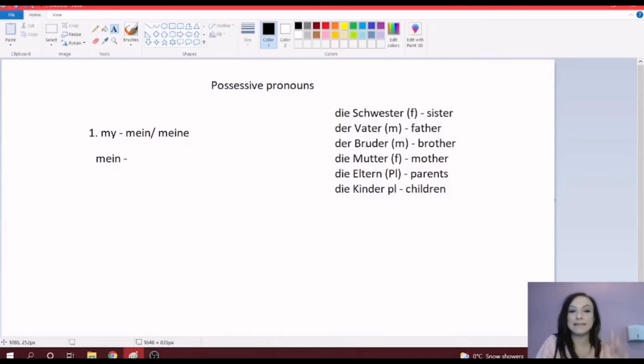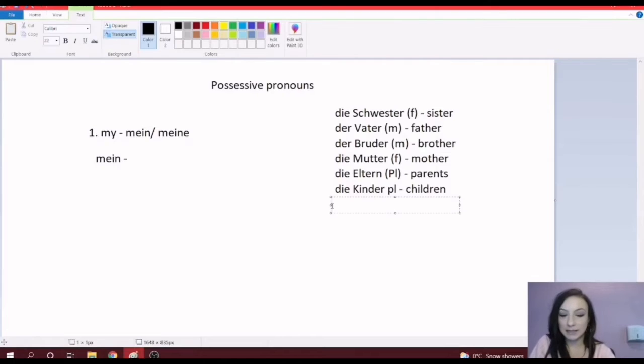Let's see. On the right side here, there are family members. So die Schwester, feminine, sister. Der Vater, masculine, father. Der Bruder, masculine, brother. Die Mutter, feminine, mother. Die Eltern, plural, parents. Die Kinder, also plural, children. And let's say das Kind, which is neutral, and it means a child.